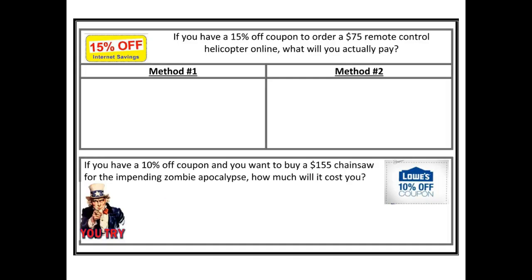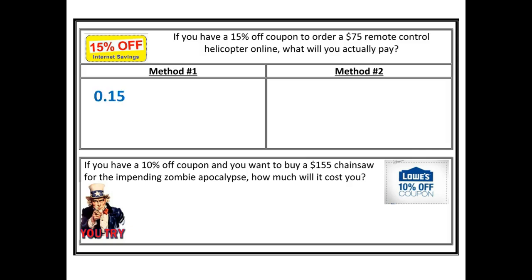Let's apply what we've just learned to a discount problem. If you have a 15% off coupon to order a $75 remote control helicopter online, what will you actually pay? Notice it's asking for the discounted price. If it was just asking what is 15% of 75, you would multiply 0.15 times 75. With method 1, we find 15% of the original cost and subtract it from the original cost.